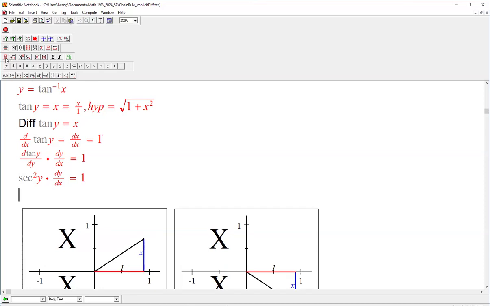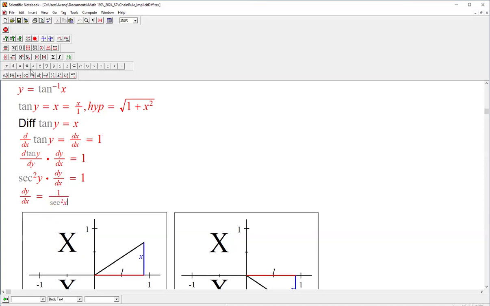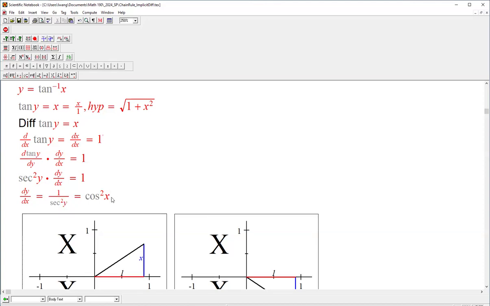Now, solving for dy/dx, we get 1 over secant squared of x. We know that secant is the reciprocal of cosine, so this is going to be cosine squared of x. Oh, sorry, it's y. Secant squared of y, so that's cosine squared of y.